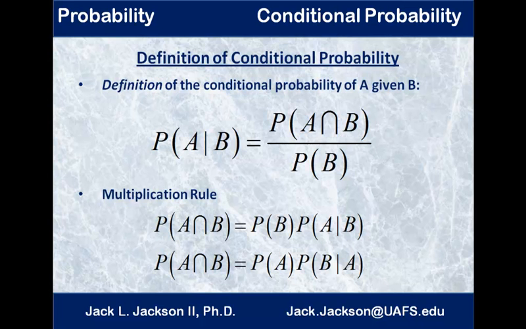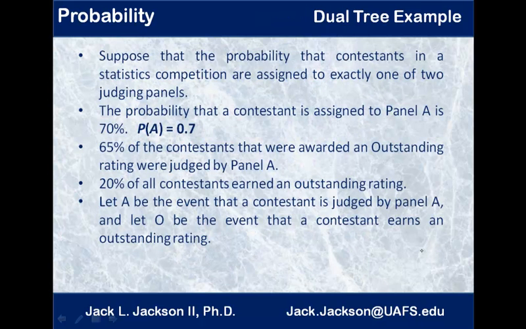We can solve this by multiplying both sides by the probability of B, and we get the probability of A intersect B is the probability of B times the probability of A given B. But notice it's also the probability of A times the probability of B given A. And so this fact that we have two different expressions for the probability of the intersection gives us two different ways to compute that, and that gives us a lot of leverage to go back and forth. So let's look at an example.